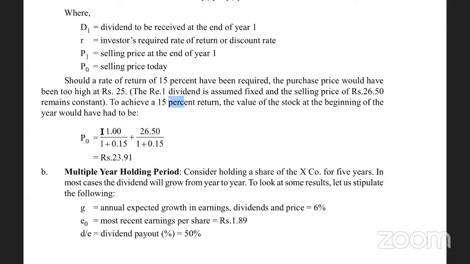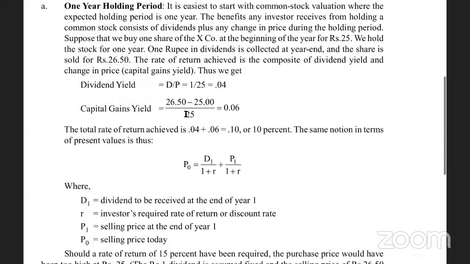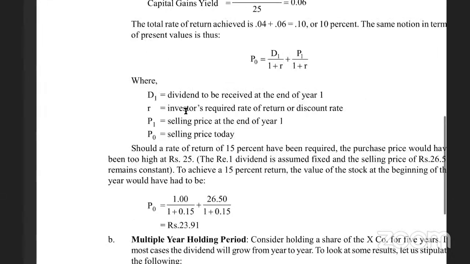Value of stock is equal to 1 rupee dividend divided by 1 plus R, where R is 15%, the normal rate of return, or 0.15, plus the selling price 26.5 divided by 1 plus R again. That is equal to 23.91, the value of the share. This is the model. Which model is this? The one year holding yield method.